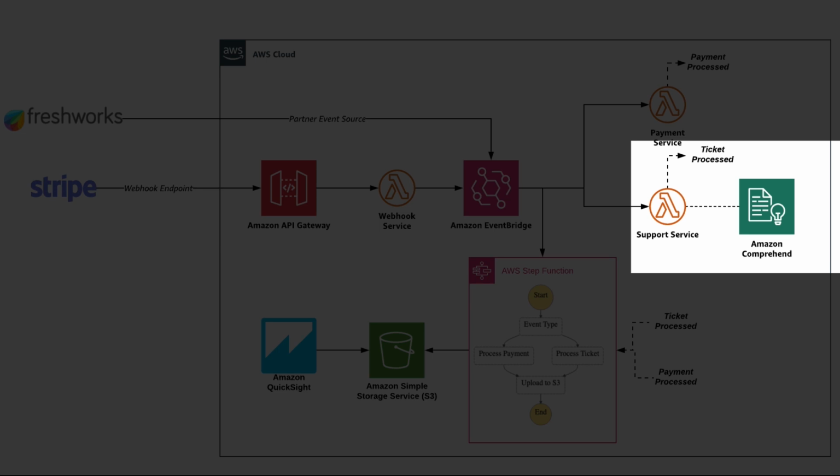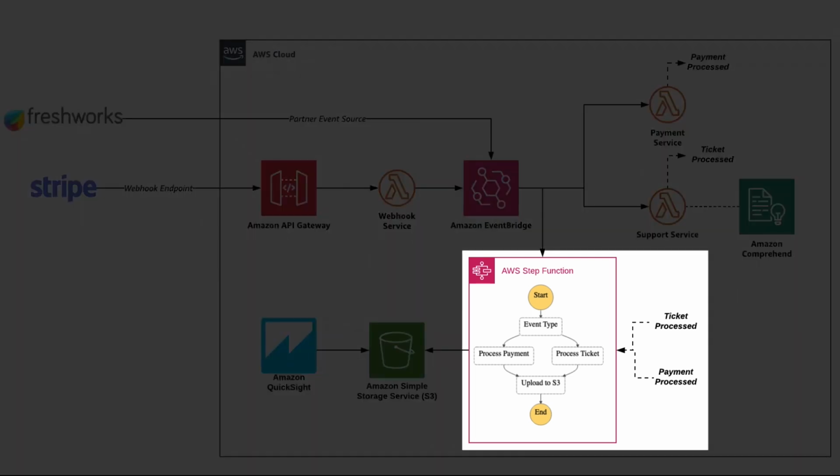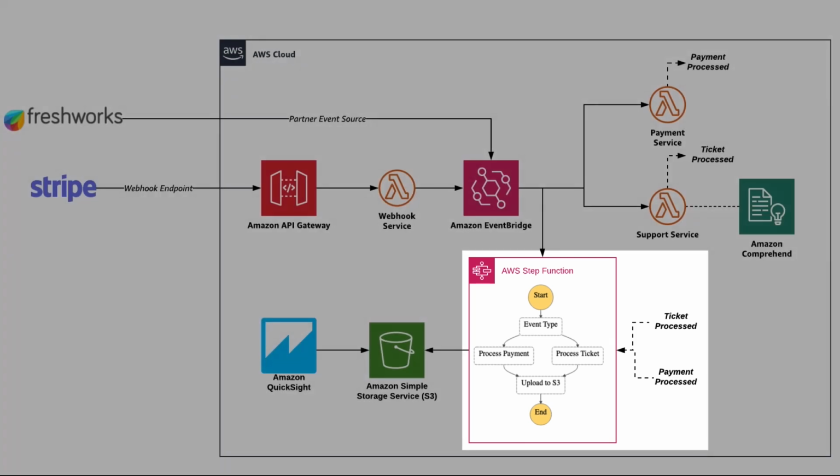After the support service processes the event, it will publish an event called Ticket Process to EventBridge, which will trigger AWS Step Functions again and upload to Amazon S3. The role of AWS Step Functions here is to help us determine whether the data is a payment type or ticket type, and do further processing before uploading the data to Amazon S3. Amazon EventBridge can also integrate easily with other AWS services, and in this case it is AWS Step Functions.